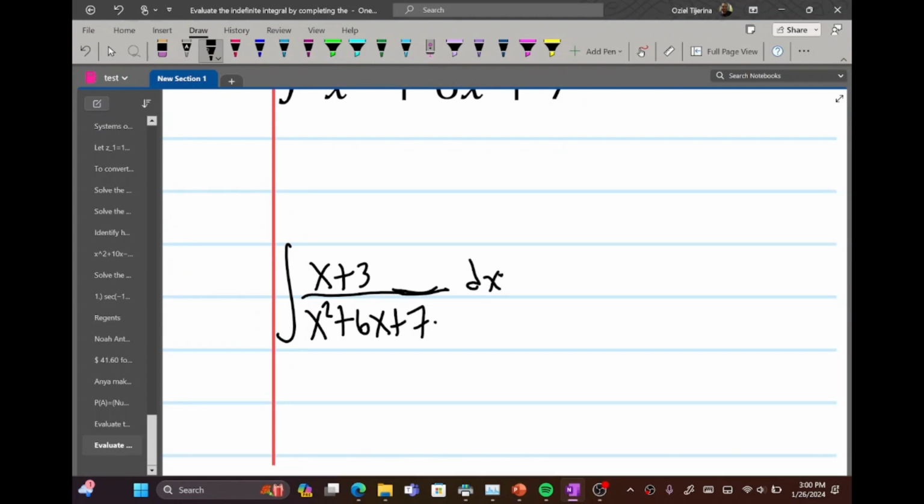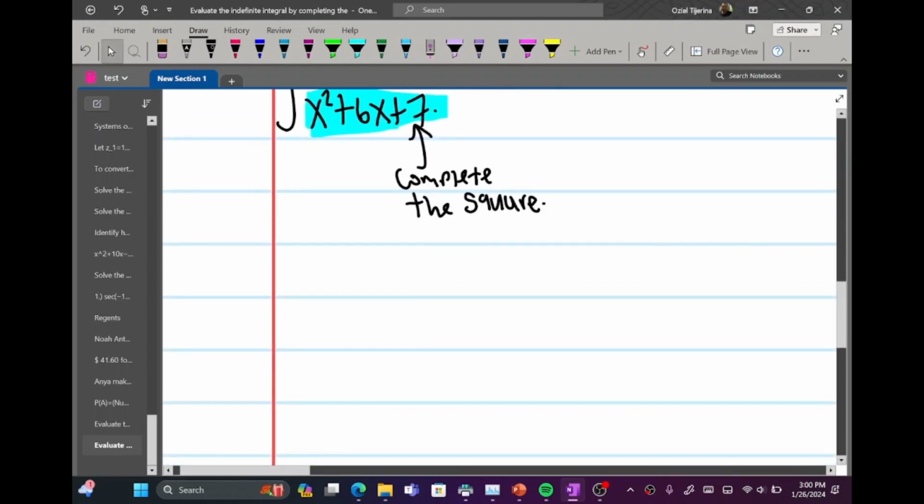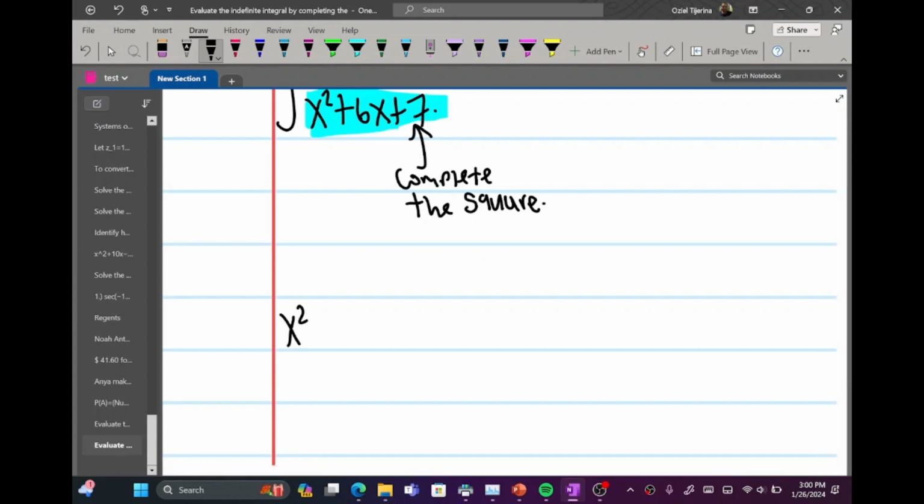Now, obviously, we cannot factor the denominator here. So the best thing to do in this case is to actually complete the square for this. So we're going to go ahead and complete the square. And I'm sorry for my handwriting, guys. Now when I do that, I have x squared plus 6x plus 7, and I'm going to make this equal to 0.